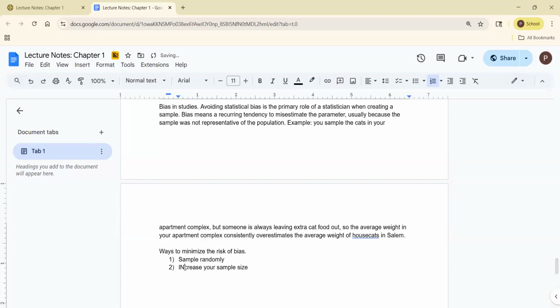Another way is you can increase your sample size. As an example, 15 male cats and 15 female cats compared to 30 male cats and 30 female cats. You're going to have a lower risk of bias if you pick 30 and 30 than if you pick 15 and 15.